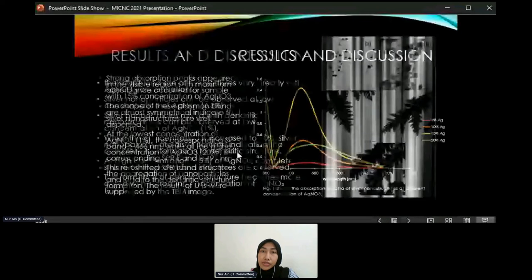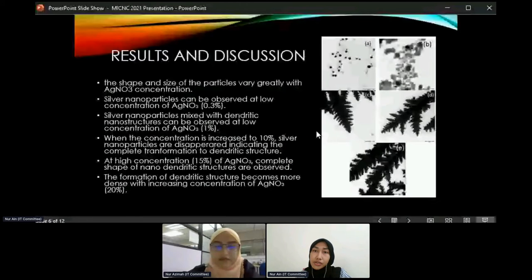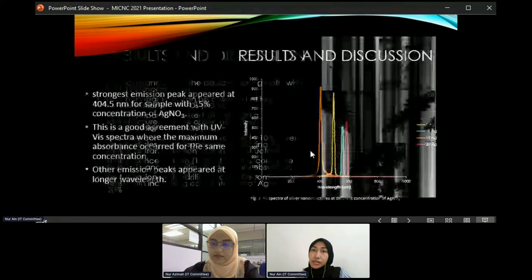These are the images from the TEM, which confirm the silver nanodendrites were successfully synthesized. As you can see in part A, 0.3% silver nitrate is being used. So in this part, all the compound is totally silver nanoparticles. As we increase the amount of silver nitrate composition, the nanodendrites start to occur. In Figure 2E, you can see that the structure of the dendrites becomes more dense as the percentage of silver nitrate increases.